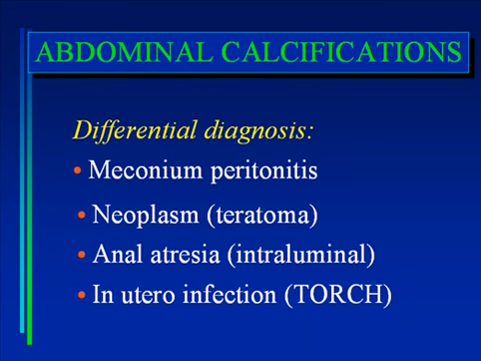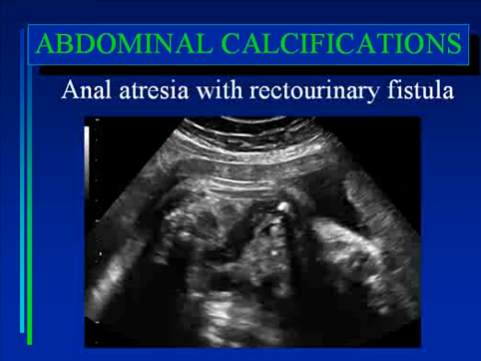Calcifications can be seen in a number of other entities in addition to meconium peritonitis. For example, they can be seen in fetuses with a teratoma or other neoplasm that calcifies, in which case they will tend to be pretty localized. They can also be seen in anal atresia, in which cases the calcifications are not peritoneal in distribution, but rather will be intraluminal within the lumen of the colon.